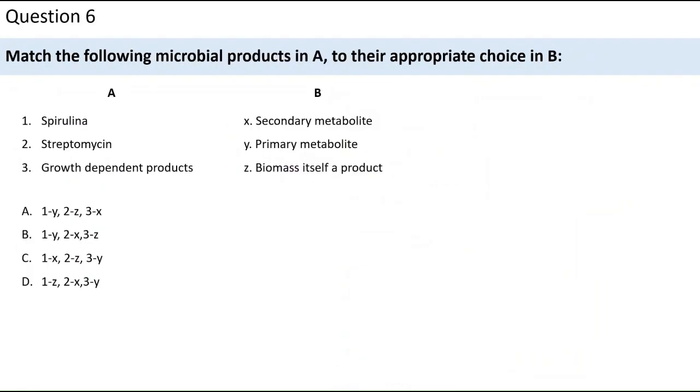Moving to question 6, spirulina is a biomass in itself, whereas streptomycin is an antibiotic which comes under secondary metabolites, whereas growth dependent products are primary metabolites. Okay.